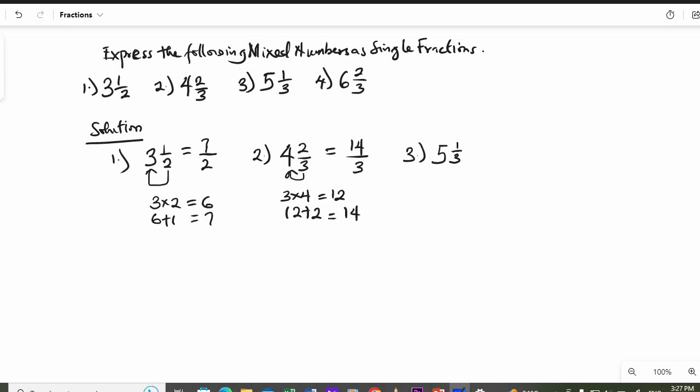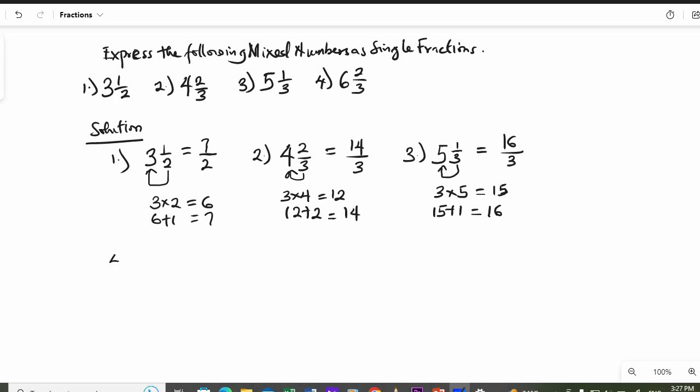And then the third example, just 5 whole number 1/3. Pretty much what we did in the previous ones. Remember, we're multiplying the denominator by the whole number parts. So that gives us what? 15, right? 3 times 5, 15. And then we see that 15 plus 1 gives what? 16. So we say this is 16/3.